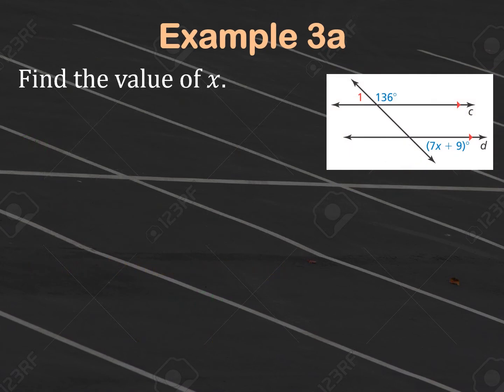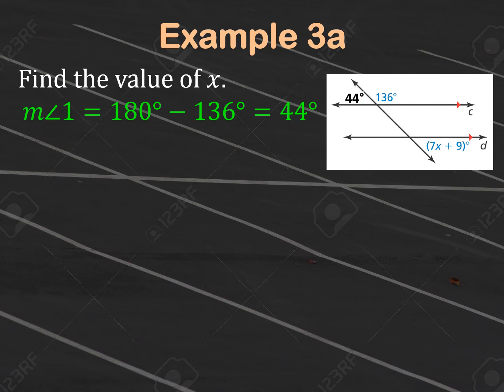Example 3, again, we're looking for the value of the variable. It's the value of x. So here we have a 136 degree angle, and we have lines C and D parallel and a transversal intersecting them both. So the rules that we just learned apply. So we know the measure of angle 1 has to be 180 minus 136 because it is a linear pair with a 136 degree angle. So 180 minus 136 is 44 degrees.